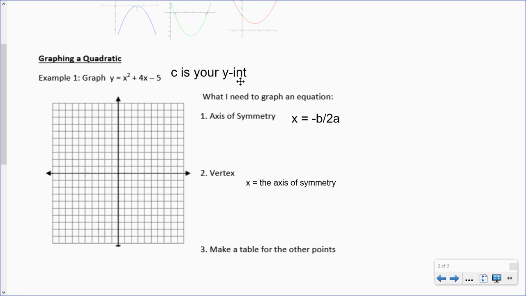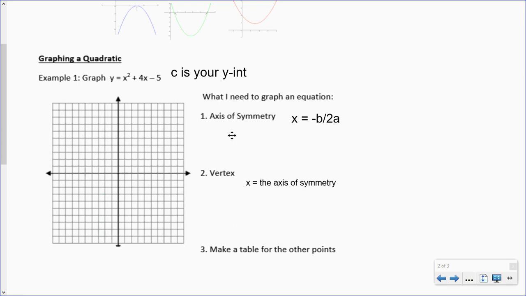So c is your y-intercept. Did I plot that? I think so. -5. So -5 is 1, 2, 3, 4, 5. Of course I didn't plot it. That's not helpful. You should plot it because that'll be helpful.